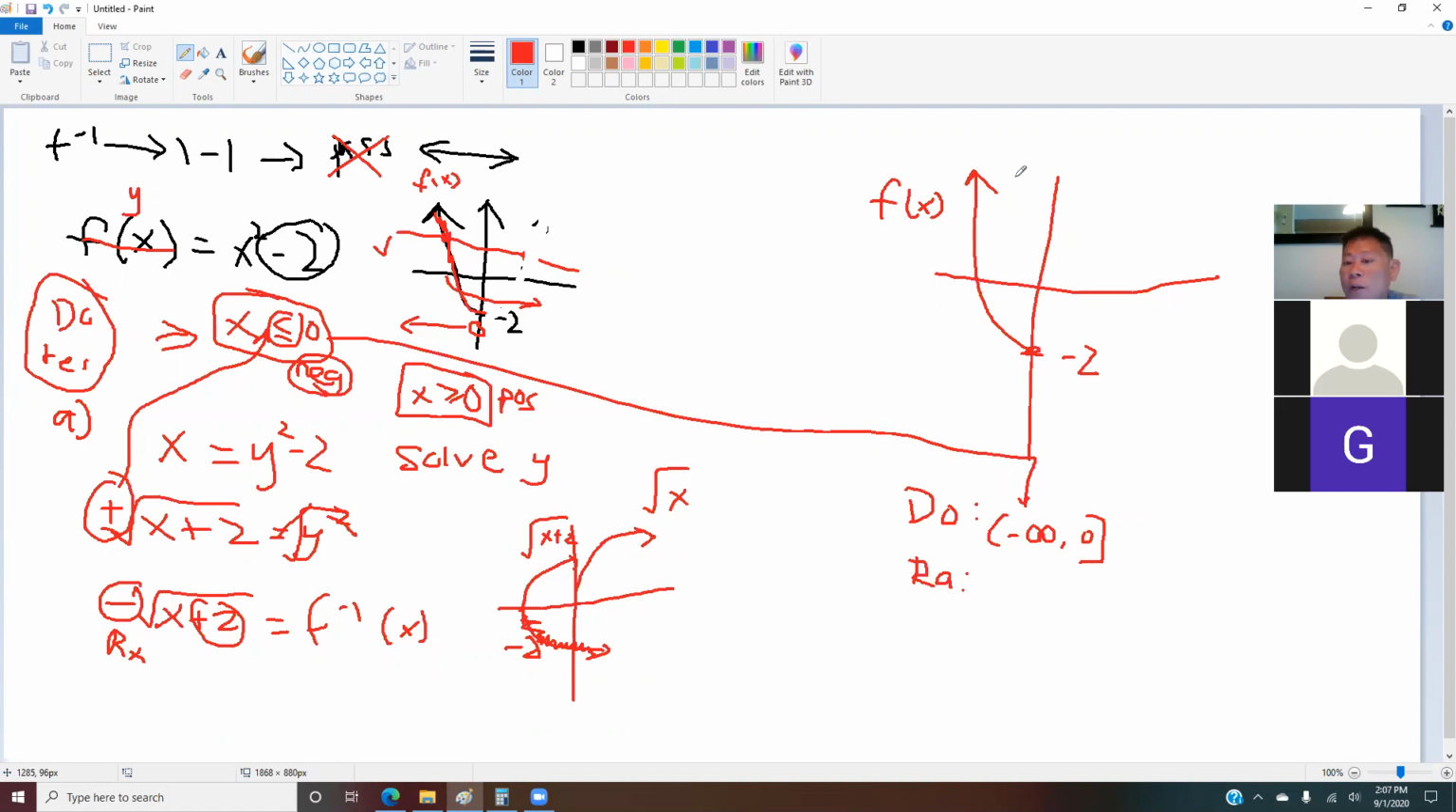Anyone know how to figure out the range, the y value? What y value can you have here? What's the lowest y value you can have for this graph? And what's the highest it goes? Anyone? This is very important.